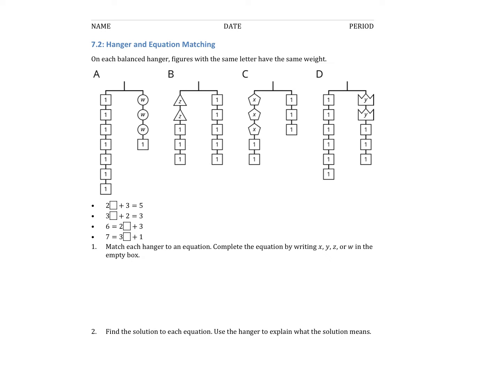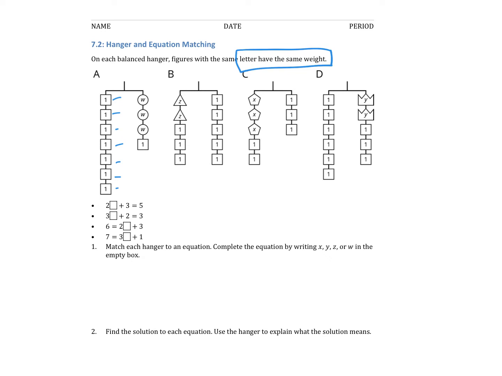So what we know about those letters is that they all have the same weight. Anytime you see a 1, just note that that means the weight is 1 unit. So for example, over here, we have 1, 2, 3, 4, 5, 6, 7 ones. So all together, that weighs 7 units.